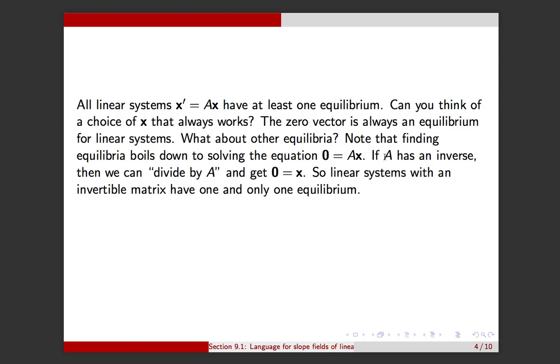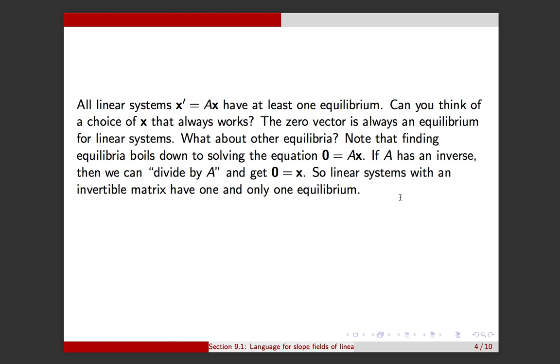Well, notice if A has an inverse, in other words, you can divide by A, then A cancels with itself here. 0 divided by A is 0, and you get this. So linear systems involving an invertible matrix have one and only one equilibrium.